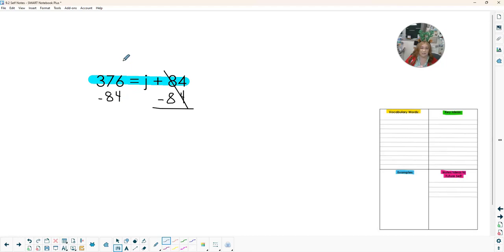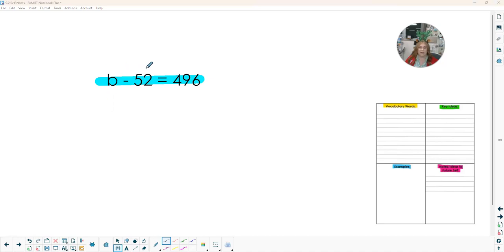So we're making sure we're lining up our places. So that canceled out. So we're just left with j on this side. 6 minus 4 is 2. We need to borrow here. 17 minus 8 is 9 and a 2. So if I plug that in, 292, so about 300 plus 80 is about 380. My answer makes sense. So opposite to both sides, get the variable alone.